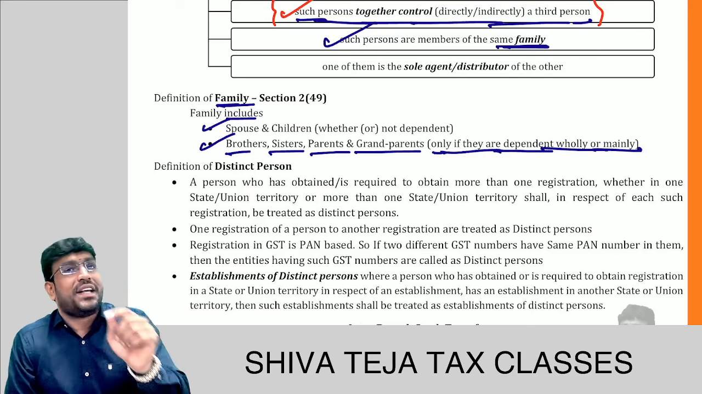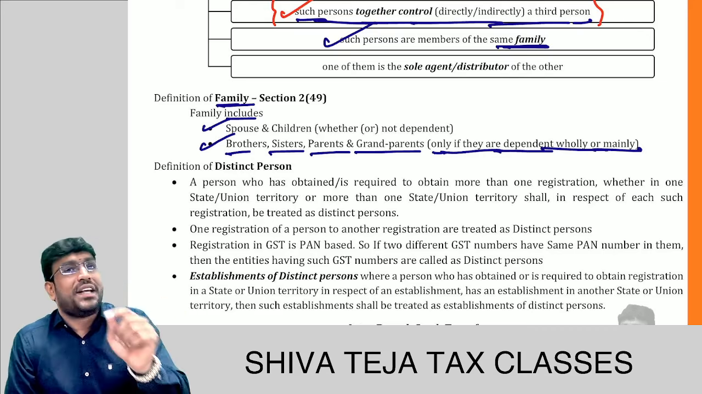What is the first point? Permanent transfer or disposal of business asset on which ITC is claimed. Second point. Supply between distinct or related persons in the course or furtherance of business. Distinct person means? Same PAN, different GST number. Correct, no? Related person means what? Already we discussed. But here, one special point to be noted.